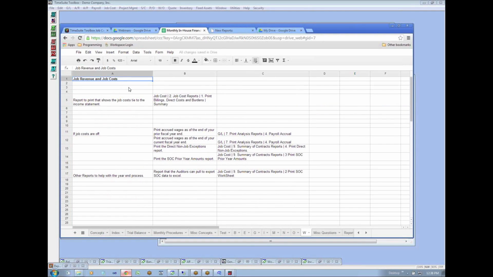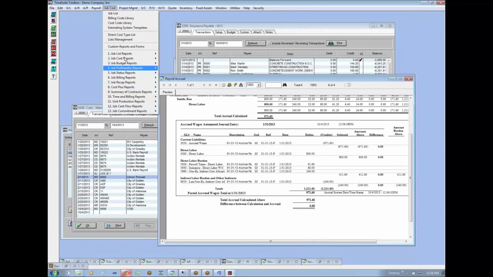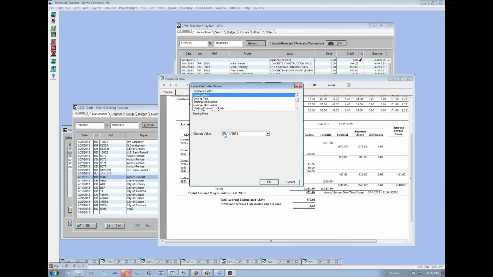So the next thing we're going to talk about is our job cost, revenue, and job expense. Okay. So what we have, and we'll go through our over under billings, the reports to print to show the job cost tab to the general ledger. So what reports that, and we use the job cost and number 2 job cost reports, print billings, direct costs and burdens summary. Okay, so same report we just printed. This is our report we generally do print, and this one includes a recap of the income statement at the bottom.